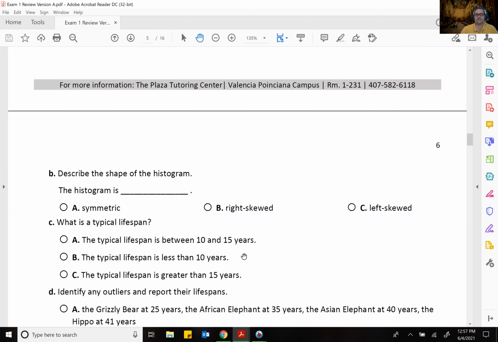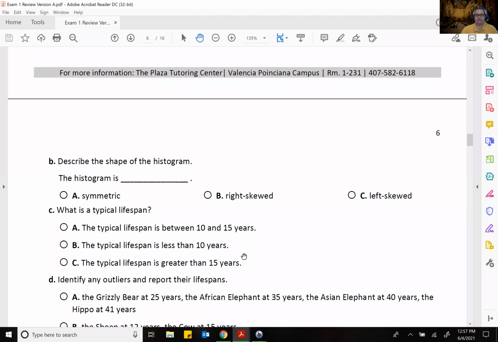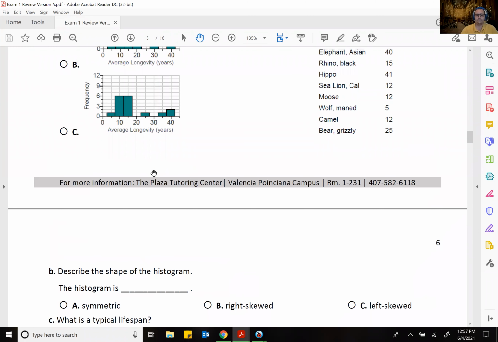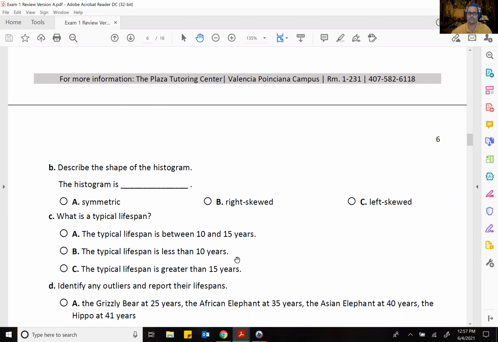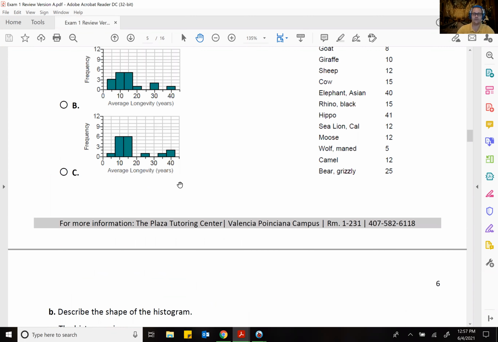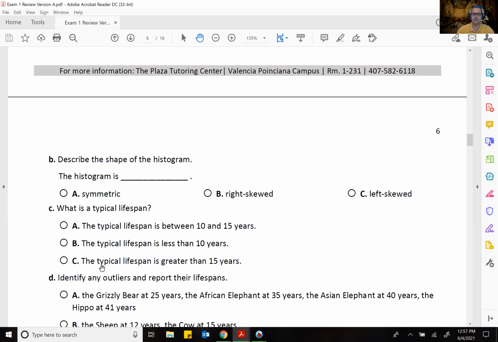All right. What is the typical lifespan? Between 10 and 15. Absolutely. Right in here. My 2 highest bars are right here, between 10 and 15. So that answer is A. So far we've got C, B, and A.